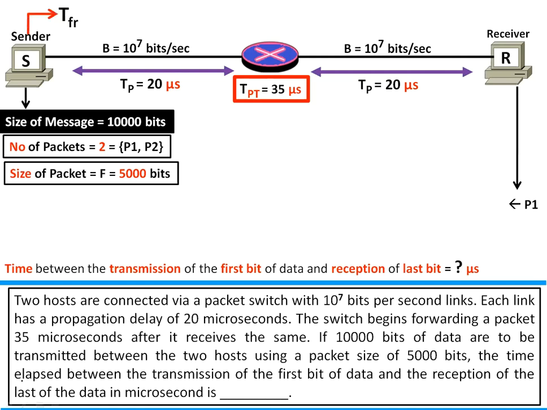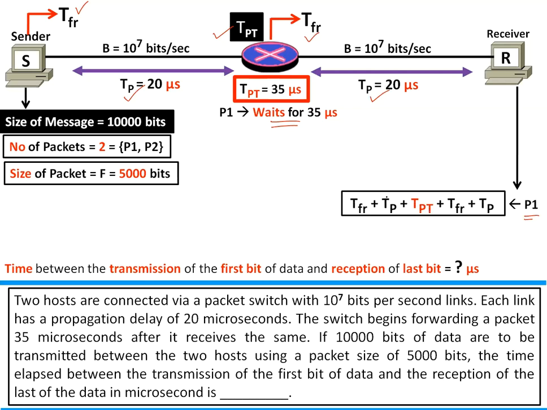There are 2 packets. First packet takes how much time? It takes TFR here, then TP here, then TPT here. So P1 waits for 35 microseconds. Then again TFR, then again TP, guys. So ultimately TFR plus TP plus TPT plus TFR plus TP. Fine, very good.